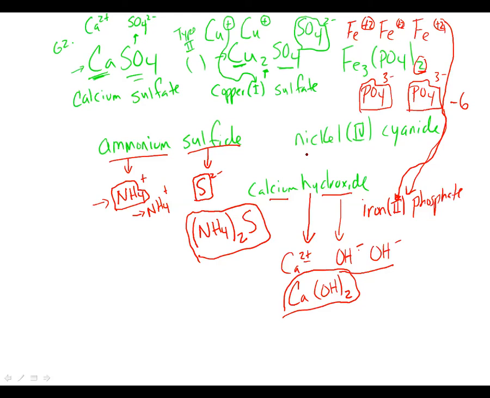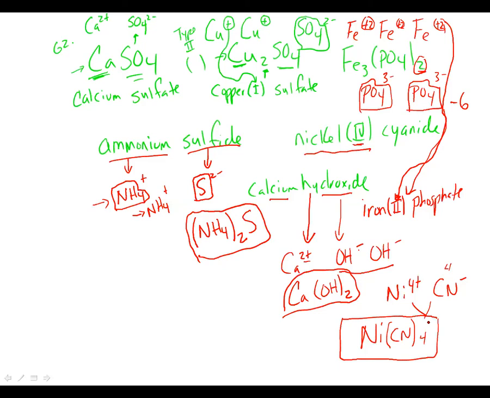And lastly here, we have nickel 4. And again, the nickel 4 tells us that we have nickel with a +4 charge. Again, that is what the Roman numeral stands for. The cyanide is CN-. So in this case, we actually need 4 of these guys over here to balance out the charge. So our formula would be Ni(CN)4. Again, you're going to need those parentheses and the 4 on the bottom. Any questions on polyatomic ions, how to name them, how to write the formulas?